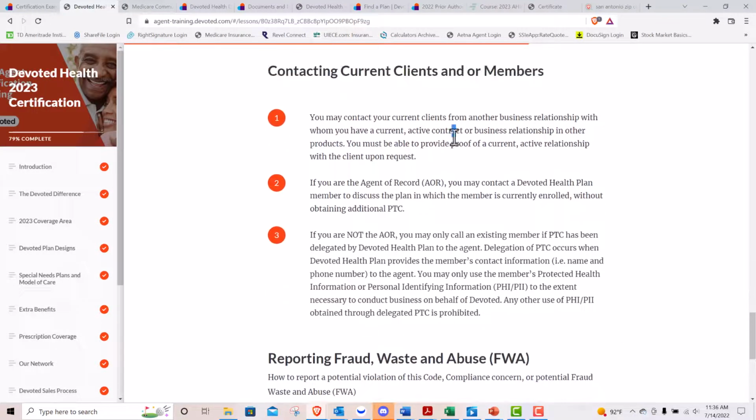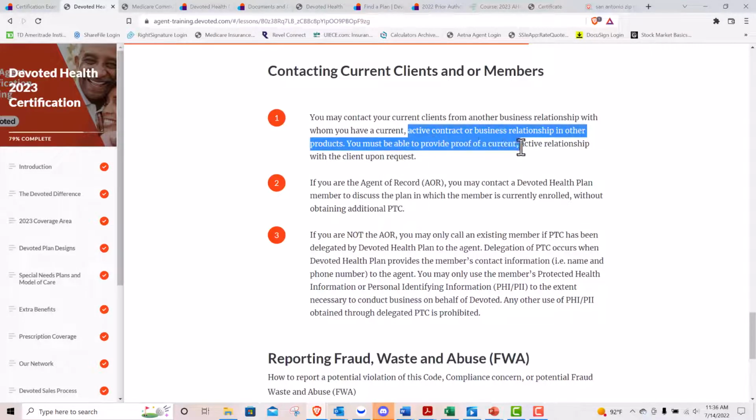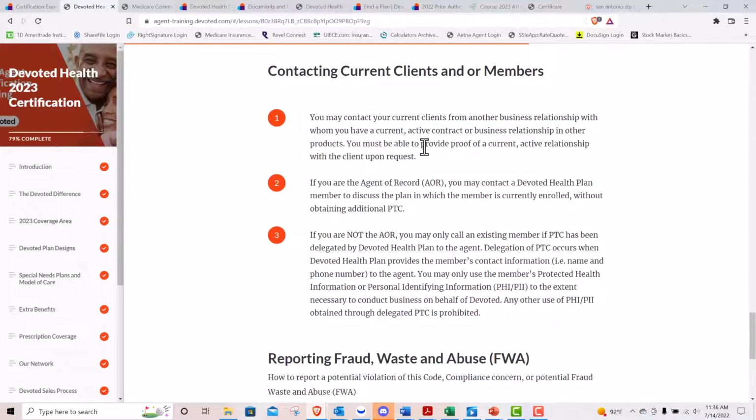So this is a good one. Contacting current clients and/or members. You may contact your current clients from another business relationship with whom you have a current active contract or business relationship in other products. You may also be able to provide proof of current active relationship with the client upon request. So there we go. That's how they're going to solidify it.